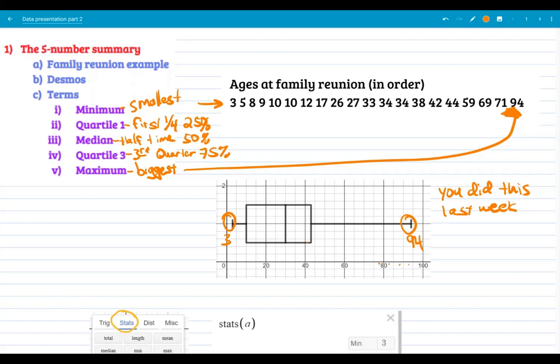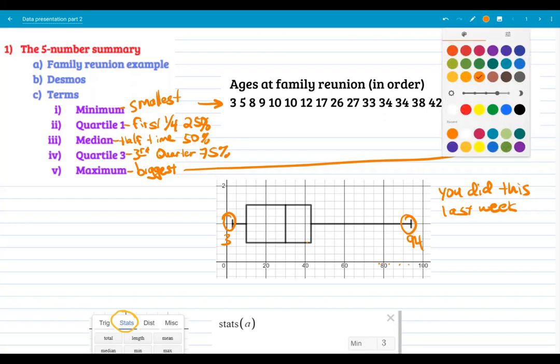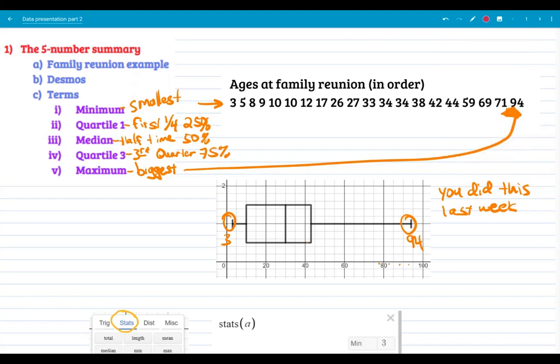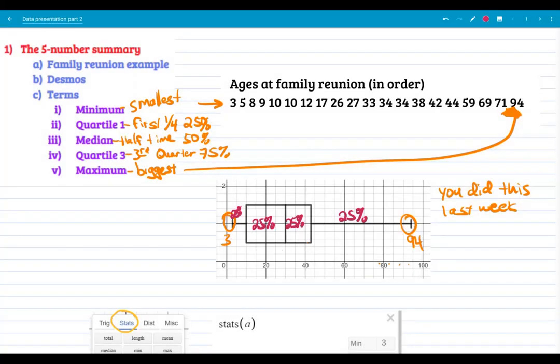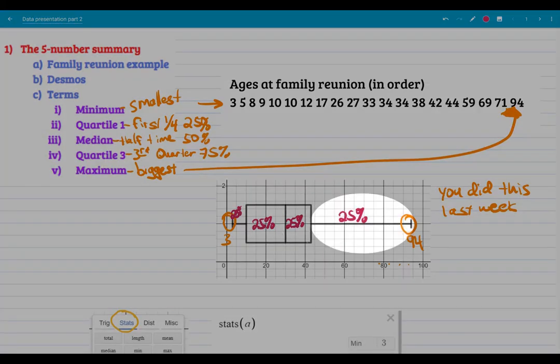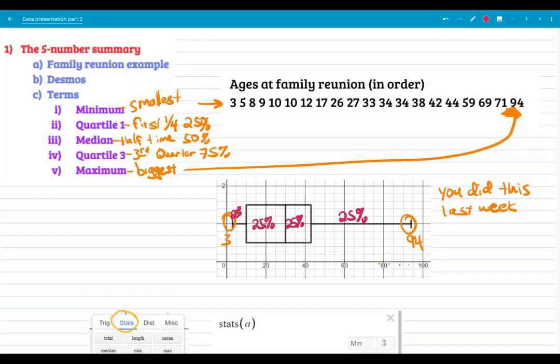Everything's done. What they're saying is in this zone, and I'll choose a new color to make it easier, I've got 25% of the people right here, 25% of the people right here, 25% of the people there. I know in a football game, the last 2 minutes can take an hour, but really, it still is only 25% of the game. So your first quarter, your second quarter, then you get your halftime right there. Third quarter, fourth quarter. The total is your whole game, or all the ages of the people at the reunion.